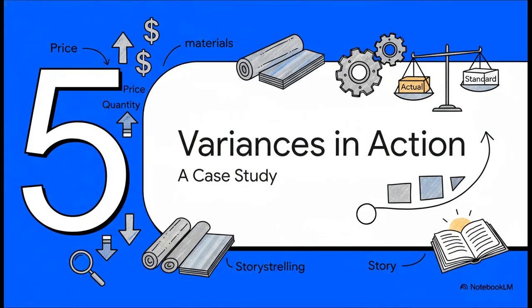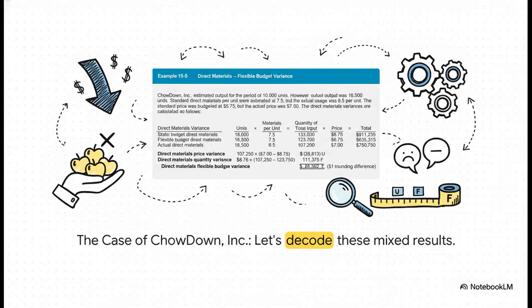All right, this is the best part. Enough with the theory, let's see how this works in the real world. This is where you see how these two variances play off each other to tell the complete story. Let's meet Chow Down Inc. Now, this table might look like a lot, but we only need to look at a couple of key numbers.